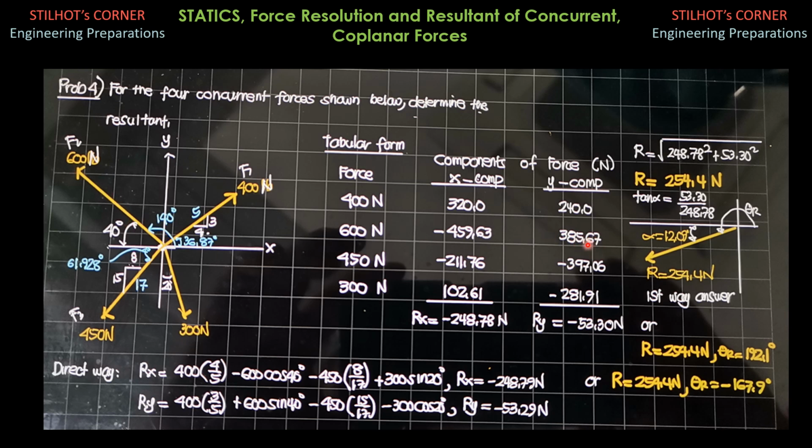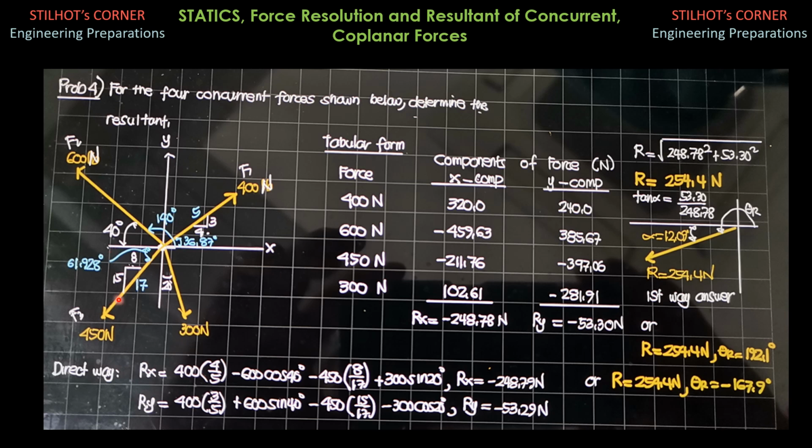The other way of computing the y component is that it is hypotenuse 600 sine of 40 degrees. So that's the value. Then for the 450 newton force, it is directed down to the left. So both x, to the left, and y components are negative. For the x component, it is negative 450 times 8 over 17. Cosine of that angle is negative 8 over 17 because it is directed to the left. So you'll get negative 211.76 newtons.